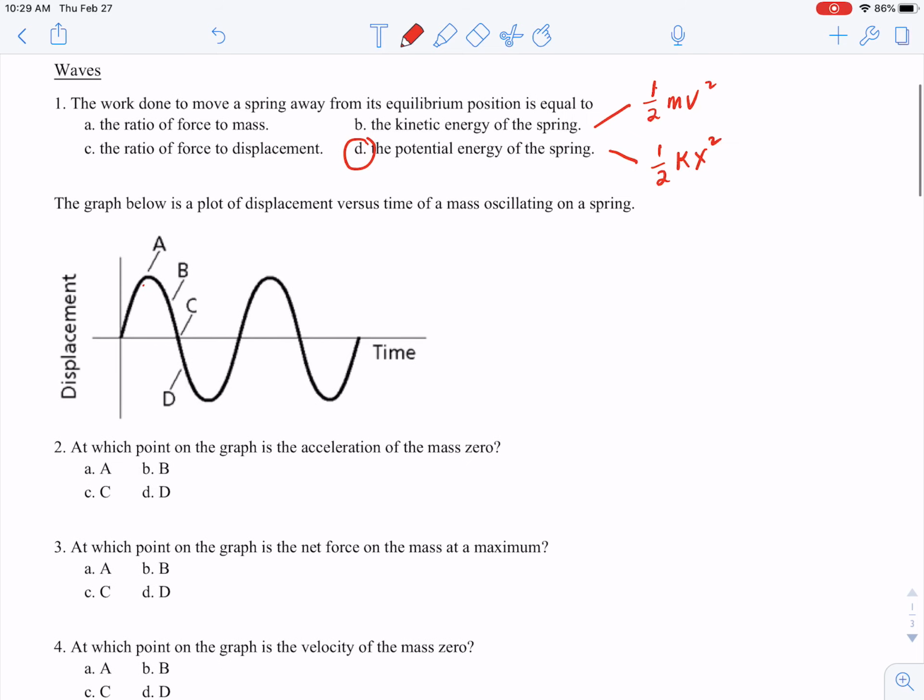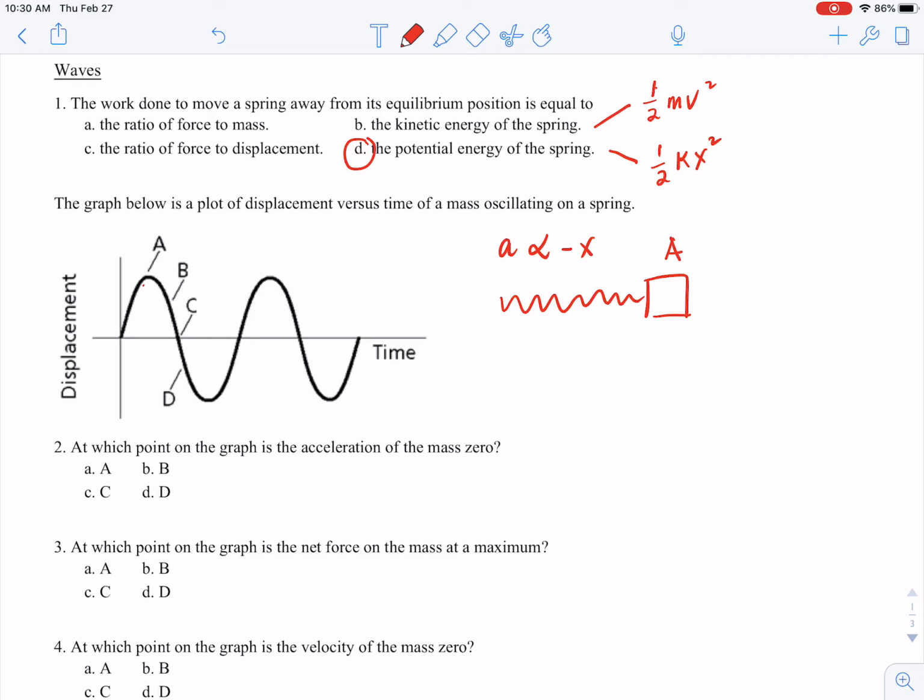Next, you have A, B, C, D. You have a graph below that is a plot of displacement versus time of a mass oscillating on a spring. At which point on the graph is the acceleration of the mass zero? Acceleration is directly proportional to the negative of displacement. At A, you can see here that this is at the maximum. Let me just draw the graph for you to visualize this.